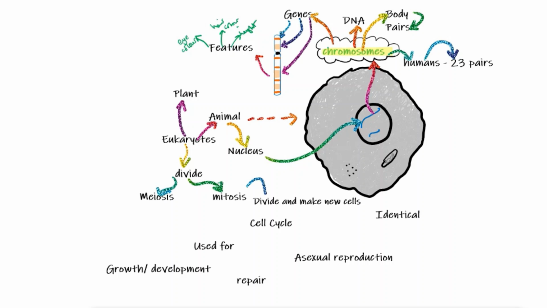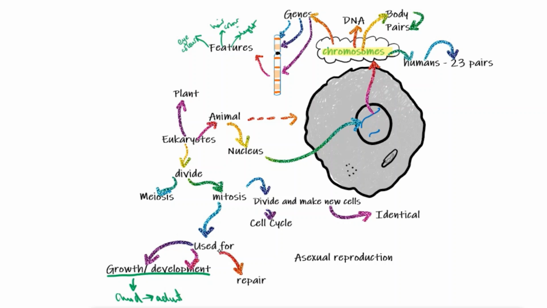In mitosis, the cells divide by a cell cycle and they make new cells which are identical. When the cells divide by mitosis, they are used for growth and development. An example of this is a child developing into an adult. Used for repair, such as a cut which would make new cells to heal, and used for asexual reproduction, which we will look at in another video.